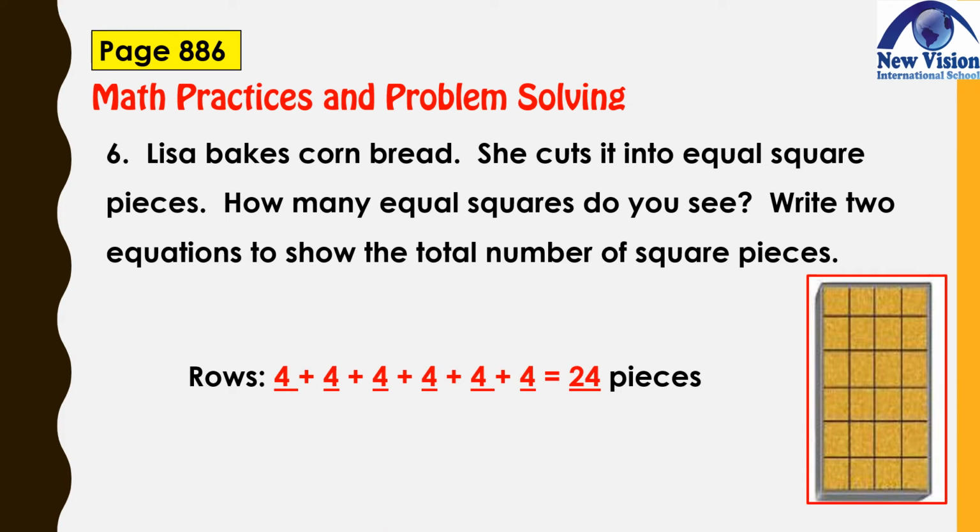First, we can add by rows. So there are 6 rows. In each row, there are 4 squares. So we have here 4 plus 4 plus 4 plus 4 plus 4 plus 4 equals 24 pieces. We can also add by columns. There are 4 columns. In each column, there are 6 squares. So we have 6 plus 6 plus 6 plus 6 equals 24 pieces.